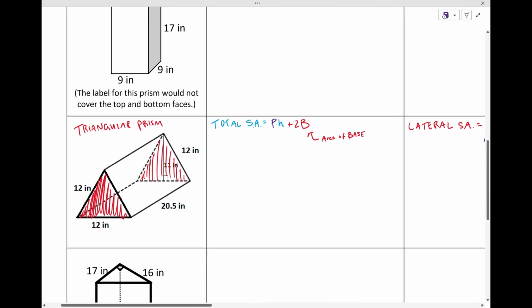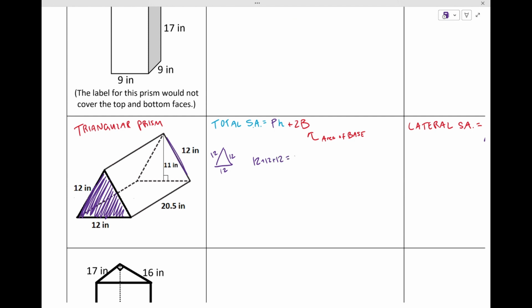For P, we need the perimeter of the base. So let me erase that and show a little bit better. Okay, here's my base. Perimeter is, I'm going to add up all the sides. That side is 12, 12. This other side is also 12 because it's on the other side. It doesn't show it all in one base, but that's what it is. Okay, 12 plus 12 plus 12 is your perimeter. That gives you 36 inches.